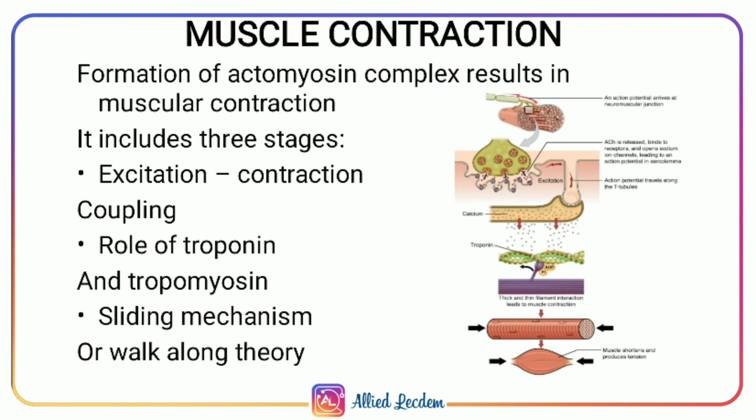Okay, next we'll see what muscle contraction is. Muscle contraction occurs when there is formation of the actomyosin complex. This includes 3 stages. First is excitation contraction coupling, second is the role of troponin and tropomyosin, and third is the sliding mechanism or walk along theory.